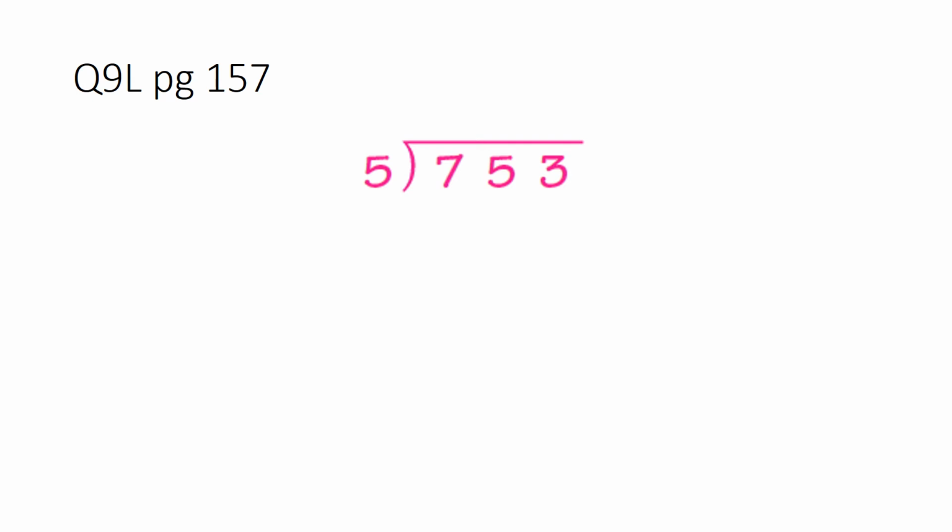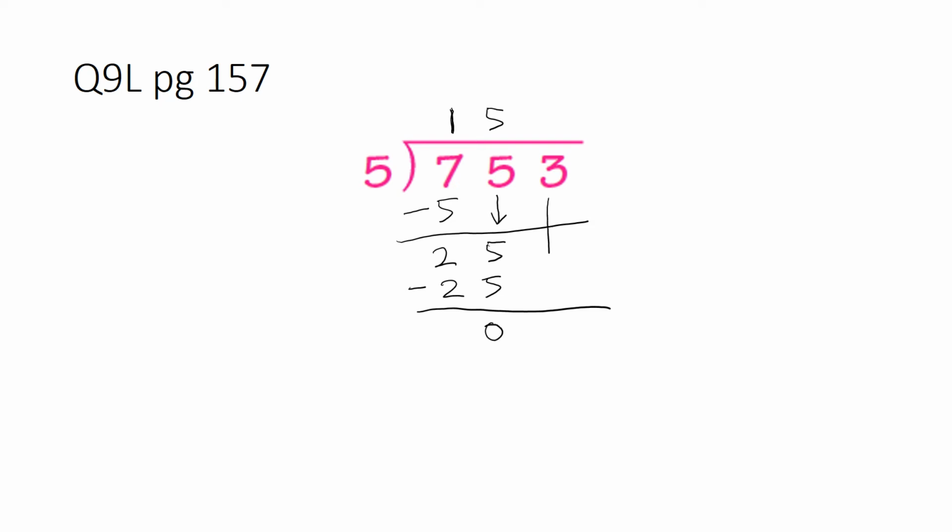So 7 divided by 5. You have to multiply by 1, and you minus 5. You're left with 2. Now bring down the other 5 in the tens place. And then you multiply 5 on top here in the tens place, and you deduct 5 tenths, no remainder. And now you bring down the 3.